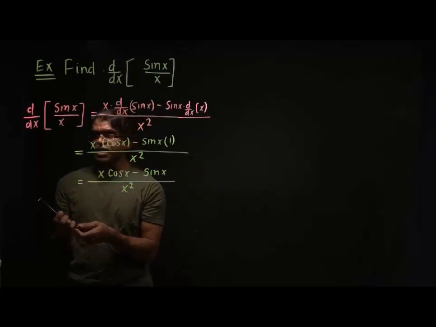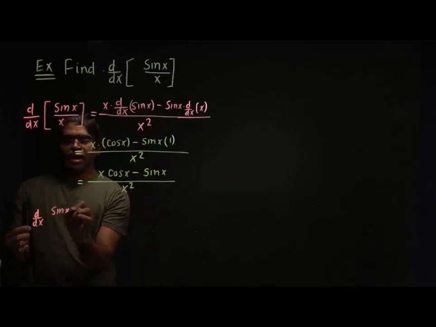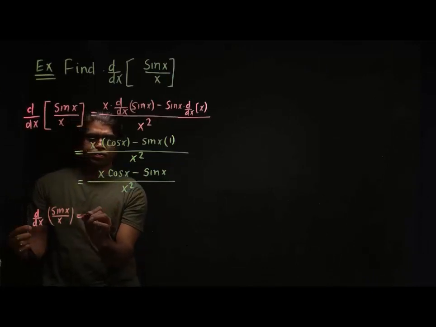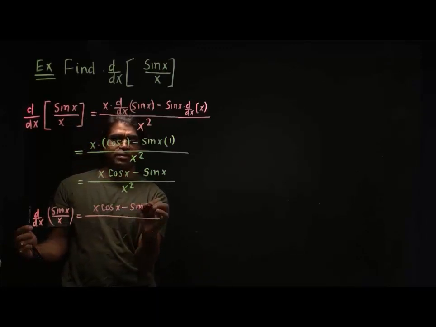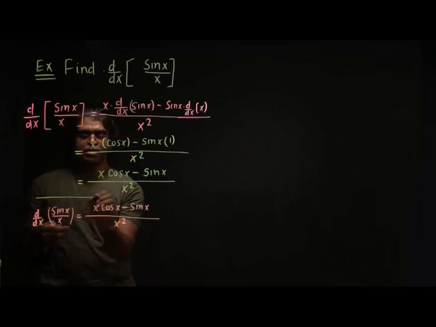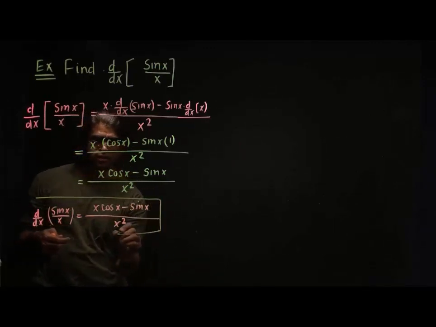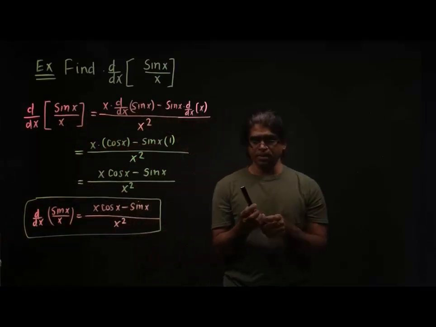So as you can see, d by dx of sine x over x is equal to x cosine x minus sine x over x squared. And this is basically the derivative of this function. Now, let's consider another example.